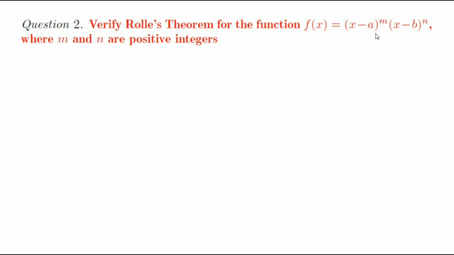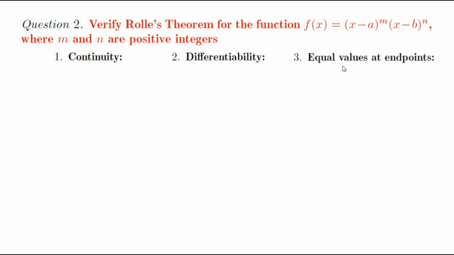we need to show three conditions of Rolle's theorem. The first condition, continuity. f(x) must be continuous on the closed interval [a, b]. Coming to differentiability, f(x) must be differentiable on the open interval (a, b). Finally, we have equal values at the endpoints. That is, f(a) equals f(b).